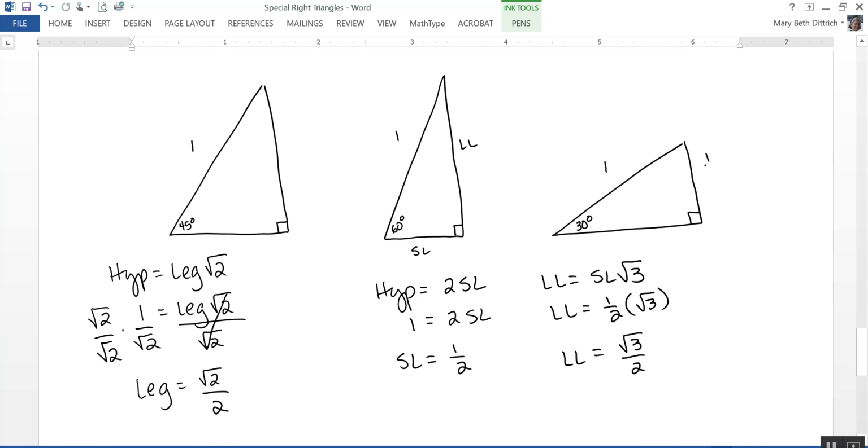So my short leg is going to be 1/2. My long leg is going to be square root of 3 over 2. And I'll go ahead and put those in over here. This is 1/2, and this is square root of 3 over 2. So in this video, we did a short little review of the special right triangles, the 45, 45, 90 and the 30, 60, 90, and the formulas that are really helpful if you have those memorized for figuring out what you need to know.